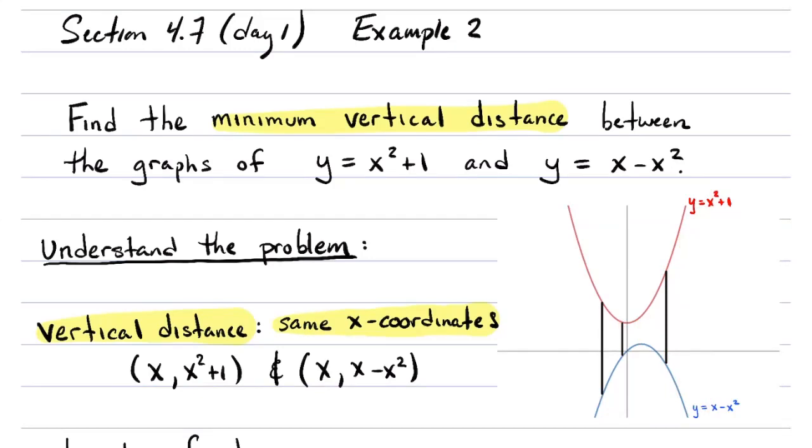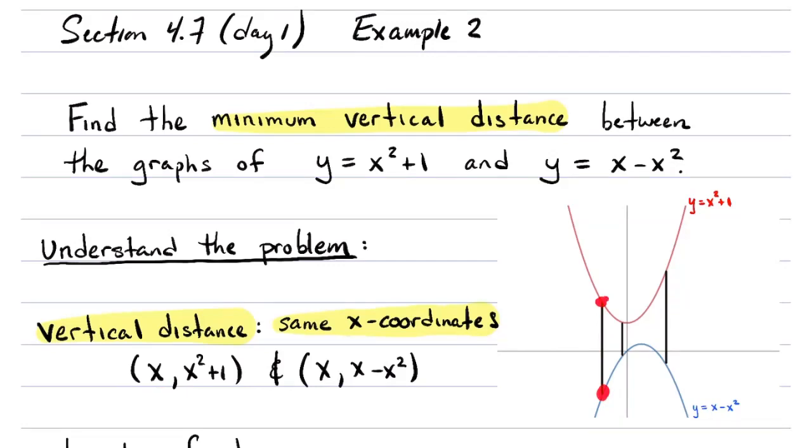Okay, so I feel like I understand the problem. You give me an x, and that x determines 2 points, one on the red curve, one on the blue curve, and I want to find the distance between those 2 points. That's my objective function. We don't need to use the distance formula here because if you're finding the distance between 2 points, each of which have the same x coordinate, then the distance is just the difference in the y coordinates. And watch carefully when I do this, you subtract the smaller y coordinate from the bigger y coordinate.